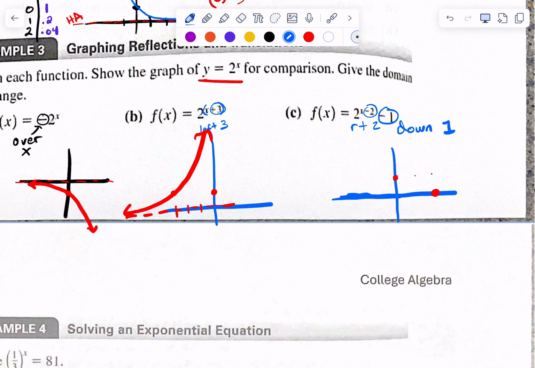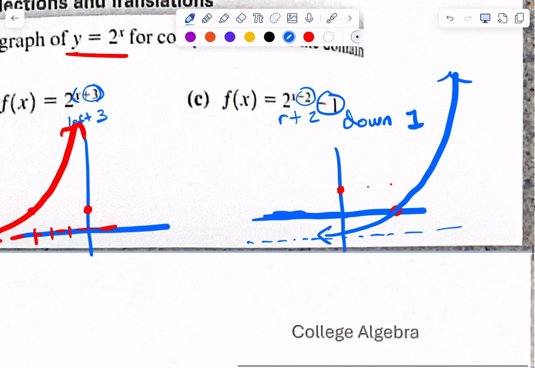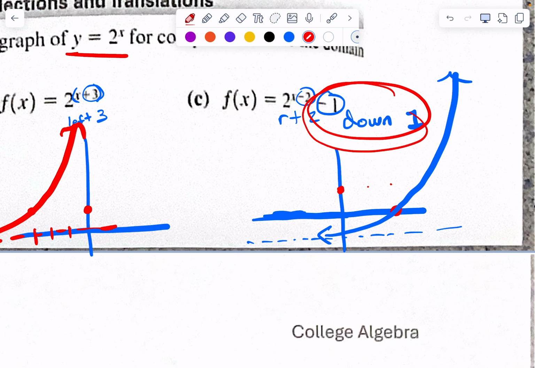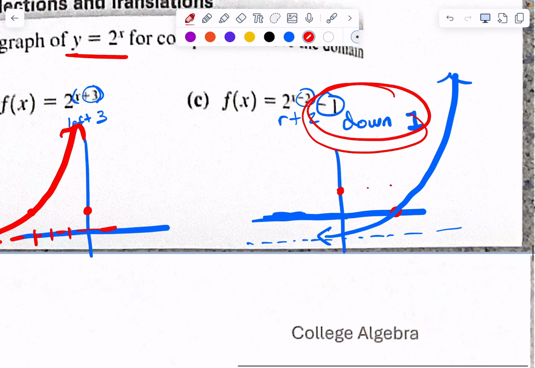My horizontal asymptote is usually just down 1 lower, right? So he's going to be here, and my graph is going like this. The only thing that moves your horizontal asymptote is the down or up part. Left and right is not going to move your horizontal asymptote. Does that make sense? Only the up and down part.